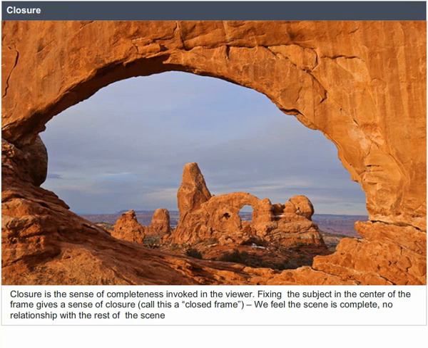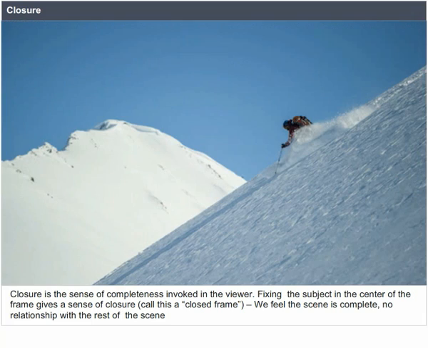Closure. Closure is a sense of completeness invoked in the viewer. Fixing the subject in the center of the frame gives a sense of closure. Call this a closed frame. We feel that the scene is complete, with no relationship with the rest of the scene.